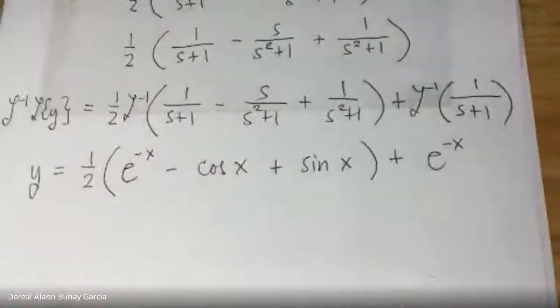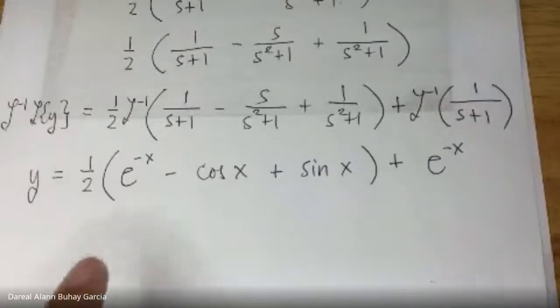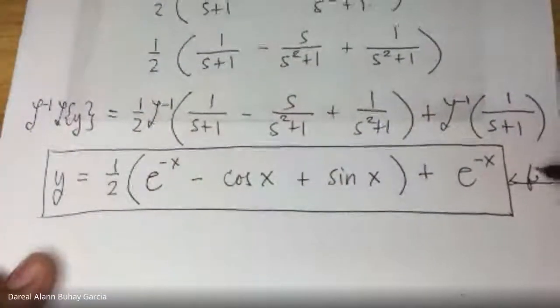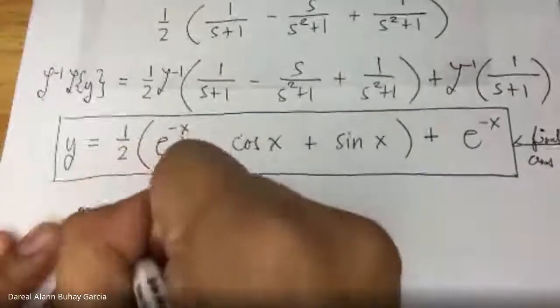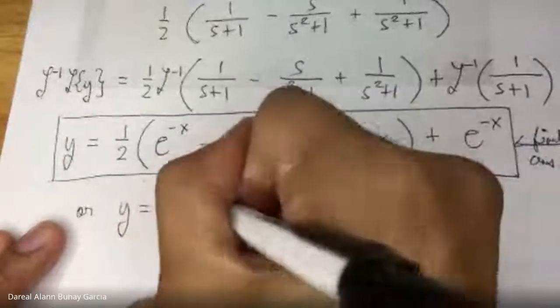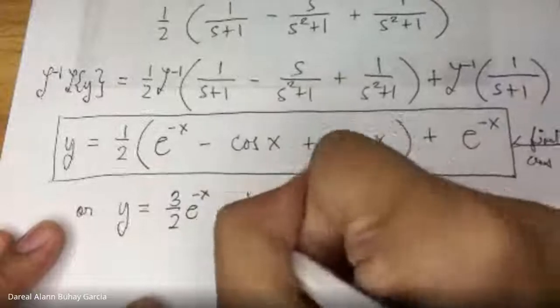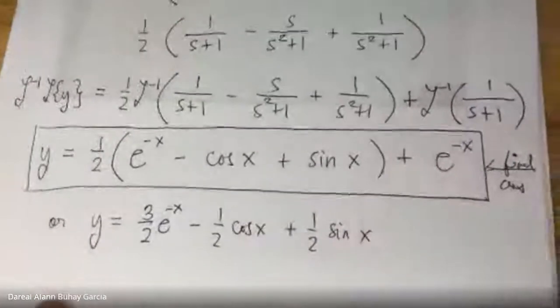And this is the final answer. Nothing more. These could still be added, so this can be the final answer. If you simplify it, this becomes 1/2 plus 1 is 3/2 e to the power of negative x minus 1/2 cosine x plus 1/2 sine x. It's the same.